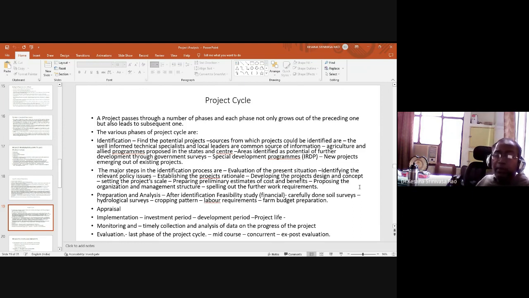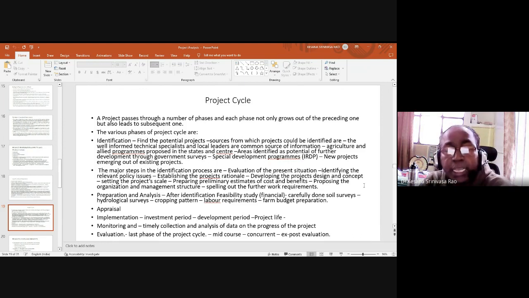This can be done in mid-course evaluation, concurrent evaluation, ex-post evaluation, like that in three dimensions. Any type of evaluation which you are able to conduct, while doing the project, while performing the project. So these are the project cycle.